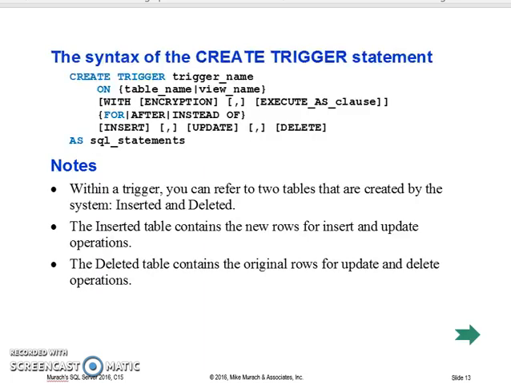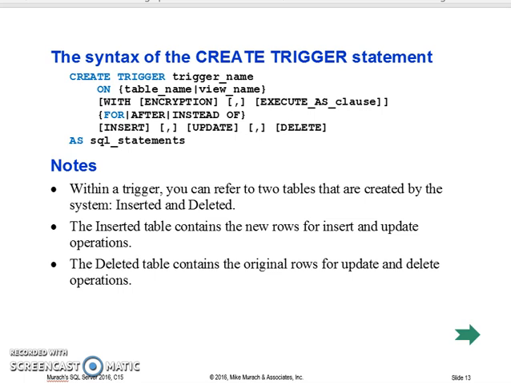The syntax to create a trigger is shown here. You first name the trigger in the create trigger statement. The on statement identifies which table or view it affects. For and after are exactly the same and execute after the action. Instead of triggers fire instead of the action query. The trigger can be set to fire on insert, update, or delete statements.